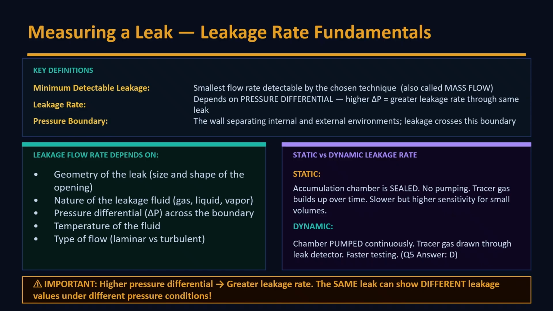Now let's discuss what controls leakage rate. Several factors are involved: leak geometry, fluid properties, pressure differential, temperature, and flow characteristics. Let's focus on pressure differential. This is critical. Suppose you have the same leak, exactly the same hole. Now increase the pressure difference across that hole. What happens? Leakage rate increases. The hole did not change. The pressure differential changed, and therefore the leakage rate changed.